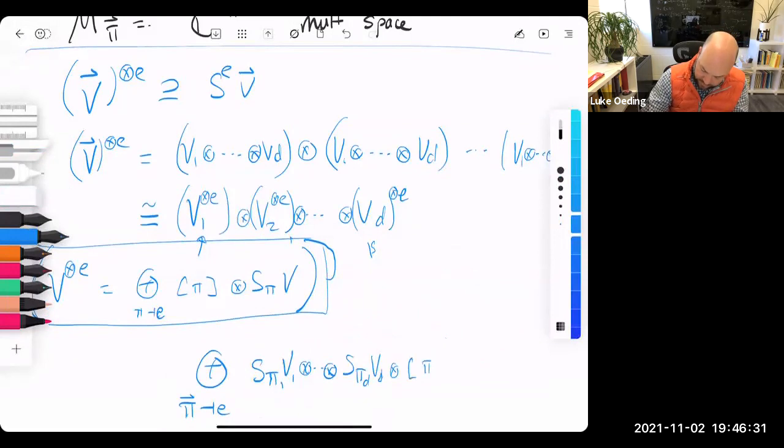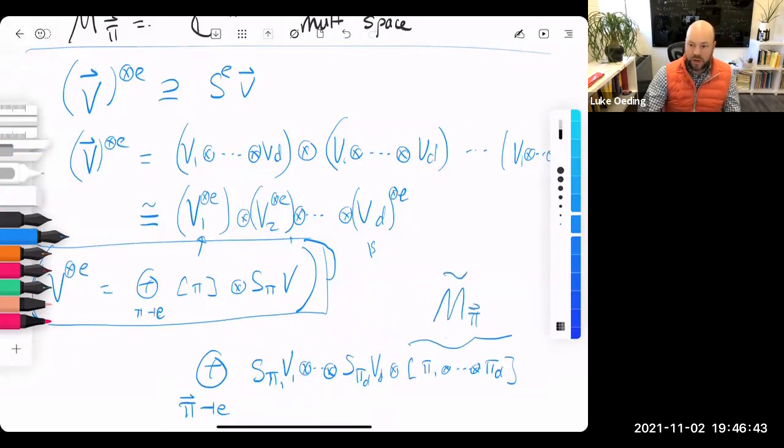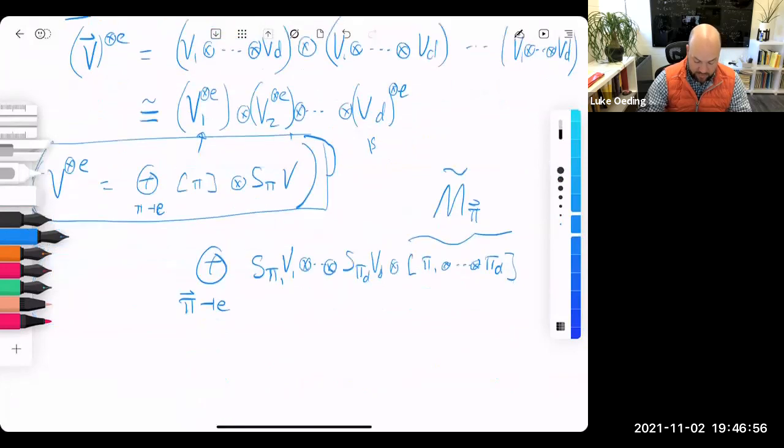Tensored with the pi 1 tensored with pi sub D, this representation. And this is going to be, we'll call this M sub pi vector tilde. We're not quite there yet. In order to, this is in the wrong vector space, right? And we have to project to the symmetric part of this tensor product. And so after we do that, we get the result.